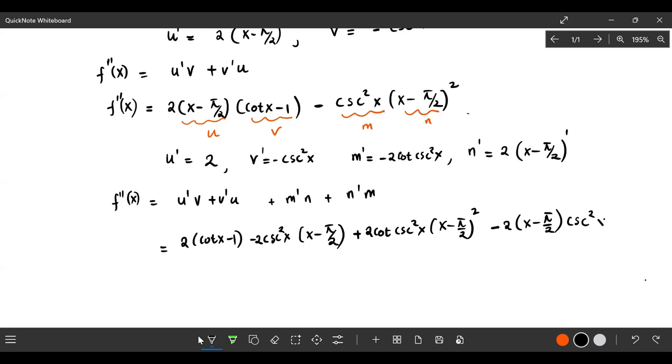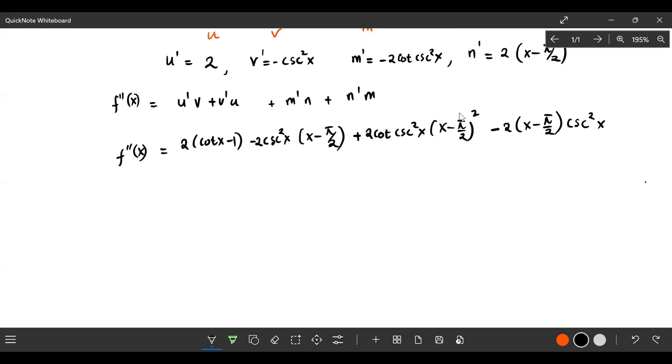So this is the second derivative of a given function. Okay? This is our second derivative now. Very, very difficult, right? Very complicated, isn't it?